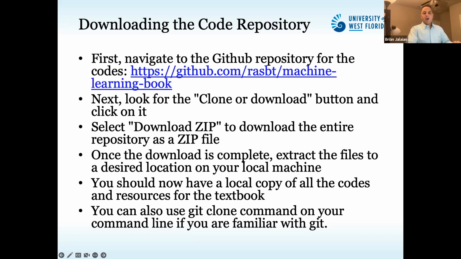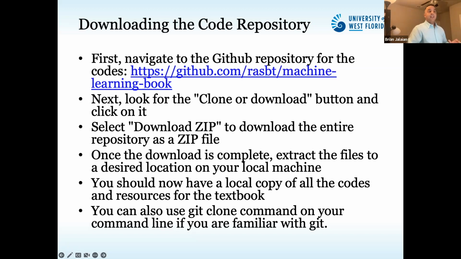To access the code, you'll first need to visit the repository link, which is provided on the slide. And that's github.com/rasbt/machine-learning-book. Once you are on the repository page, you can download the entire code base by clicking on the green code button and then selecting download zip. This will download a zip file of the repository to your local machine.